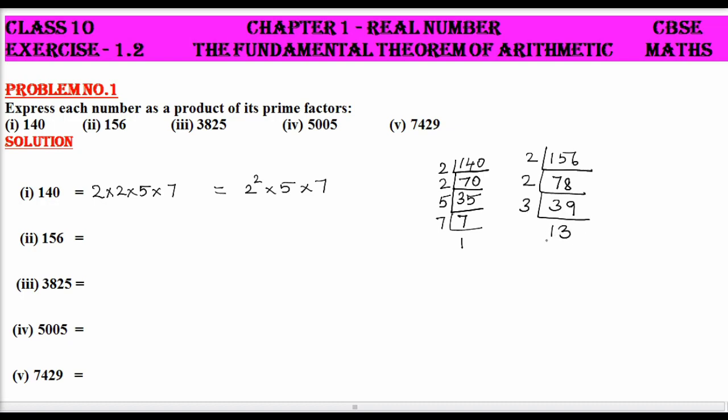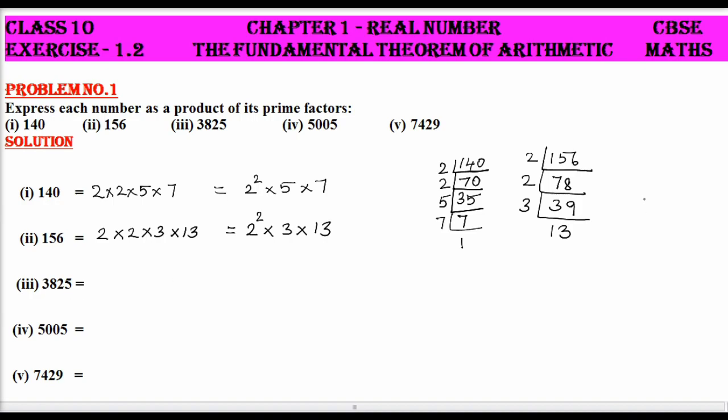Now 13 is a prime number, so we can stop here, so that I get the factors 2 into 2 into 3 into 13. Otherwise, I can write it as 2 square into 3 into 13. This is how I express 156 as a product of primes. Okay, now let's go for the next number.